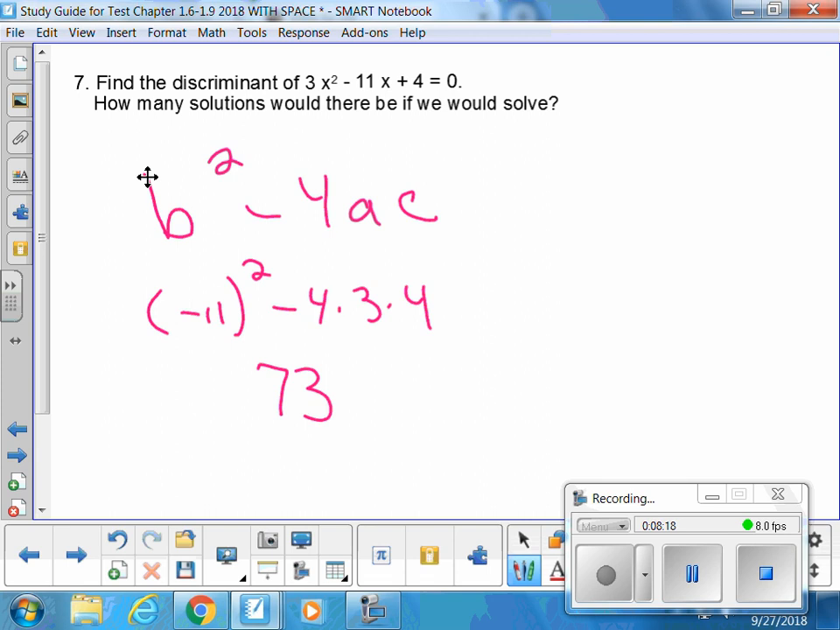All right, it does say how many solutions would there be if we had that positive 73 as our discriminant. What did you guys put?